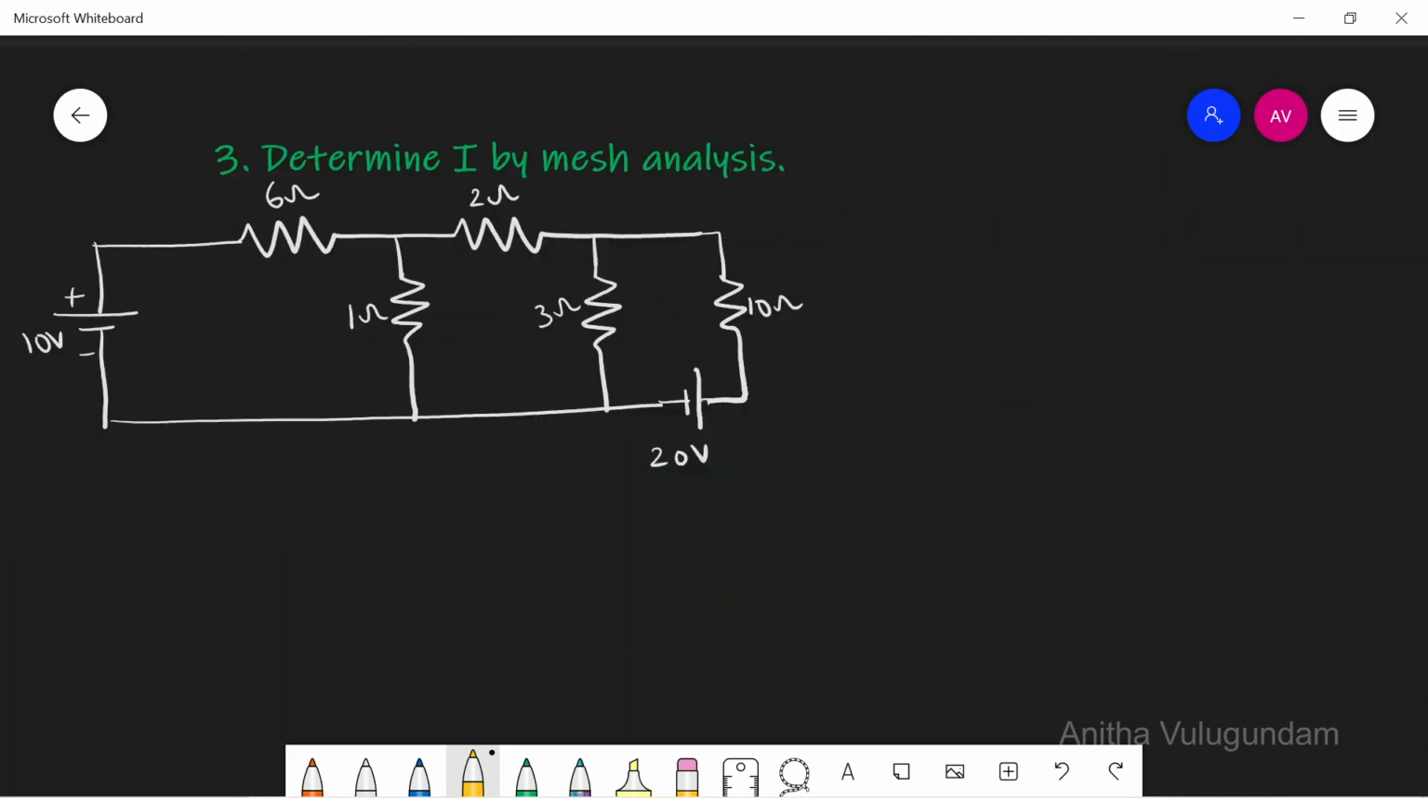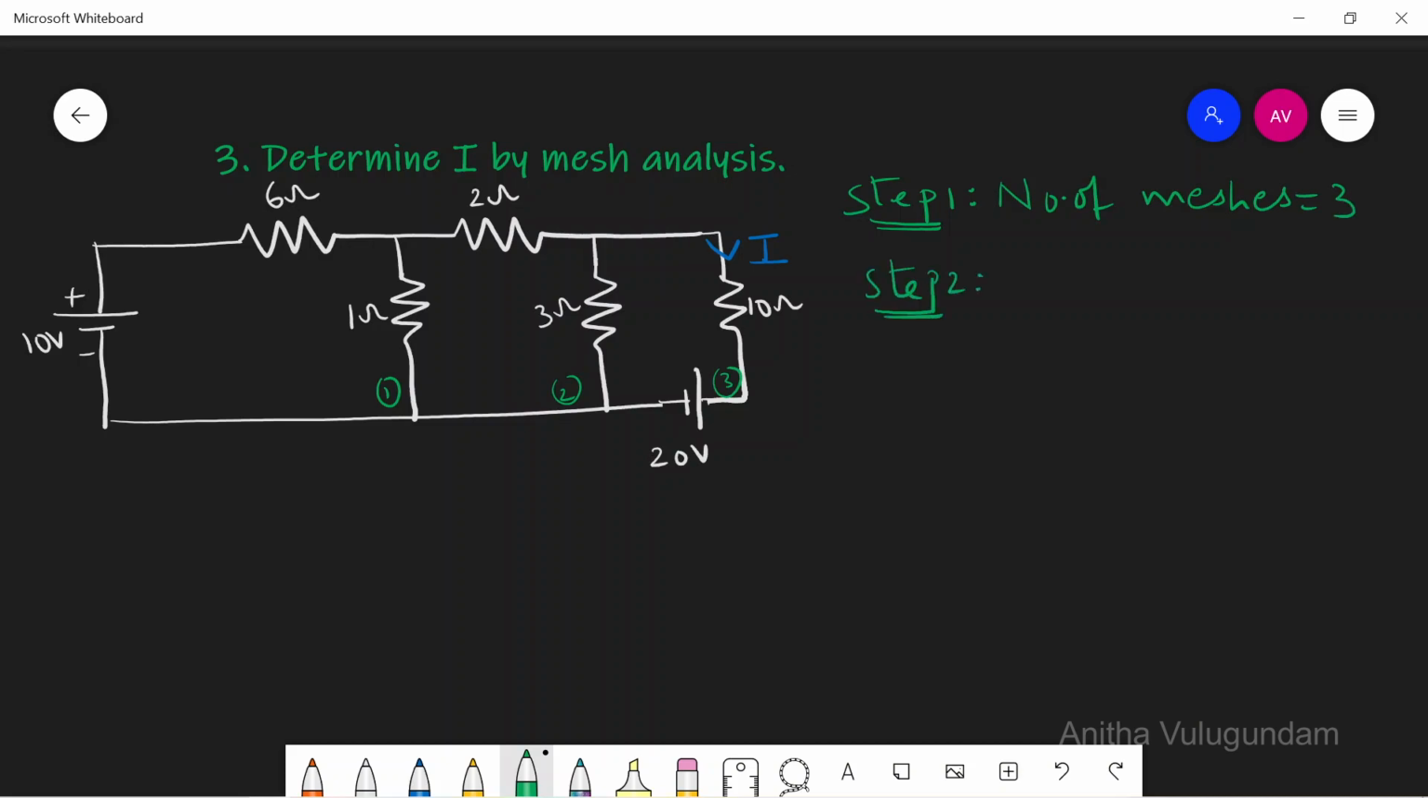Determine current I by mesh analysis. In the question, it has been given like this is I. You are supposed to find I. In mesh analysis, step 1 is to identify the number of meshes. Here you can see this is mesh 1, mesh 2 and mesh 3. Number of meshes equal to 3.